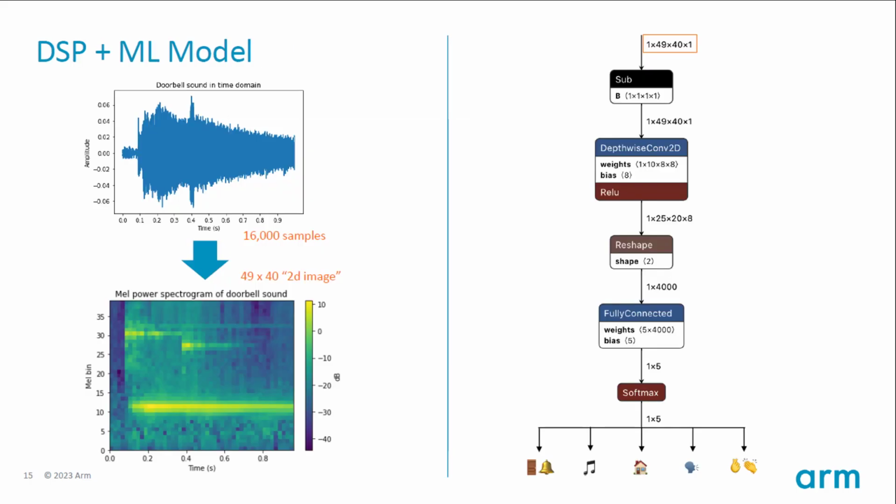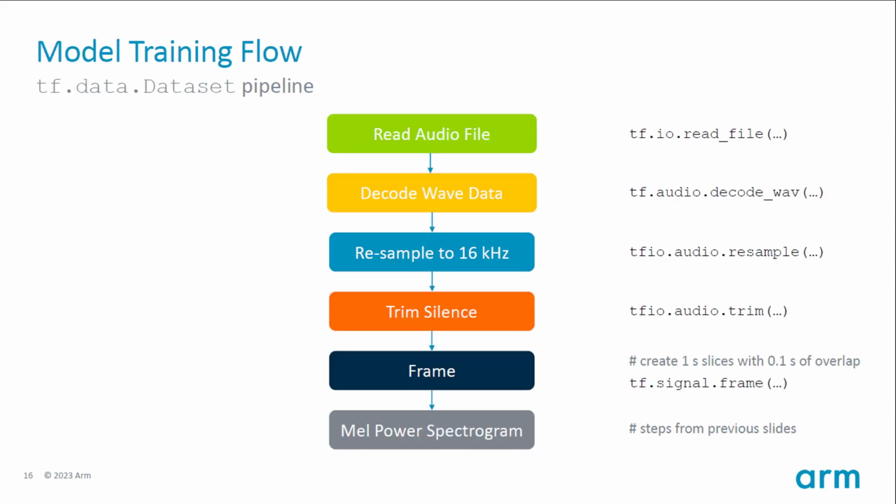Okay, so just to recap, we can convert our 16,000 samples of audio for 1 second audio to the Mel power spectrogram, and that's the right shape to feed into the model that we developed using TensorFlow with Keras v2. And the ML classifier is going to have 5 classes: the doorbell, the music, domestic home sounds, human voice, and fingers clapping or snapping. So the next step is to actually train the model.